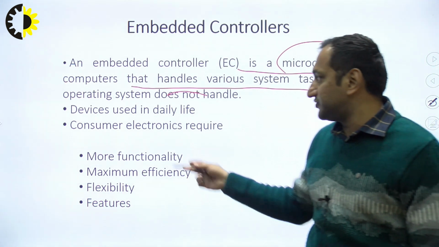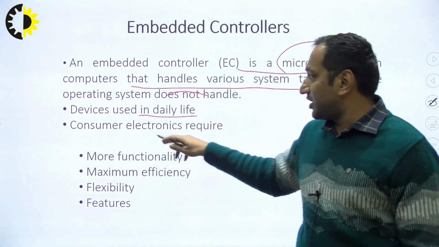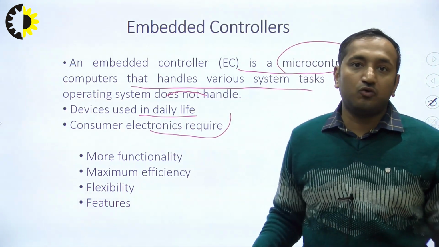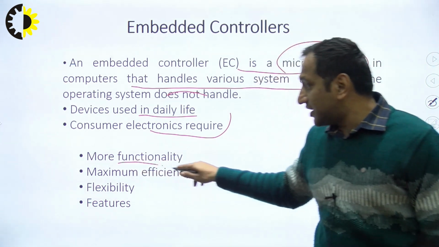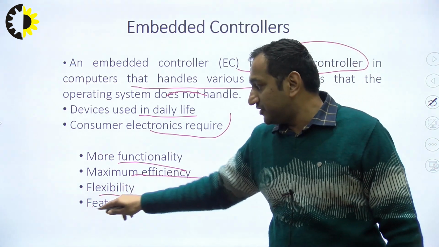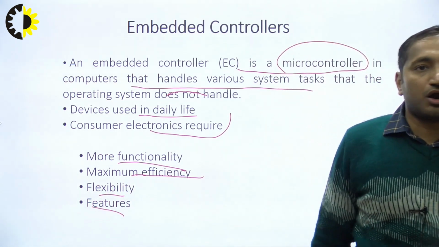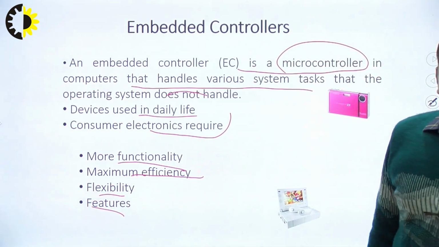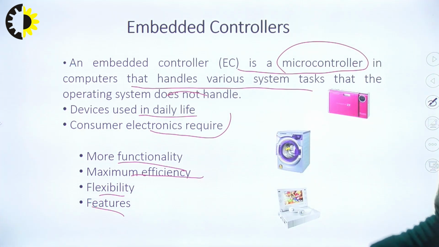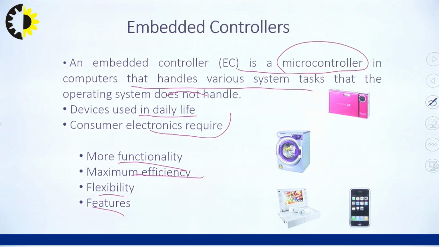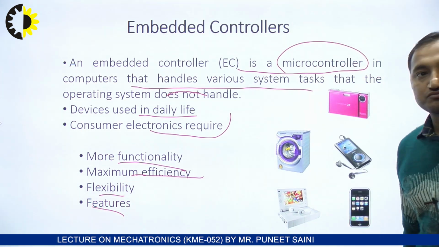For example, devices used in our daily life, consumer electronics such as a mobile phone or remote, require more functionality, maximum efficiency, flexibility, and features. These are all the features of embedded controllers. Some examples are a camera, PlayStation, washing machine, and mobile phone.